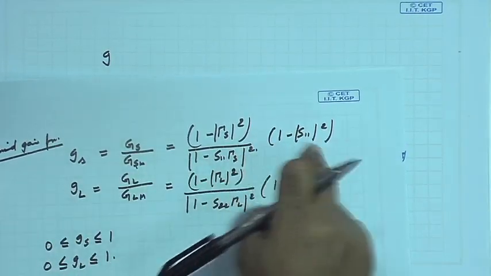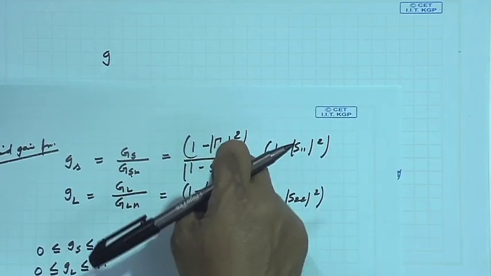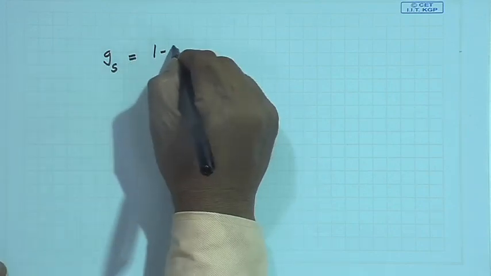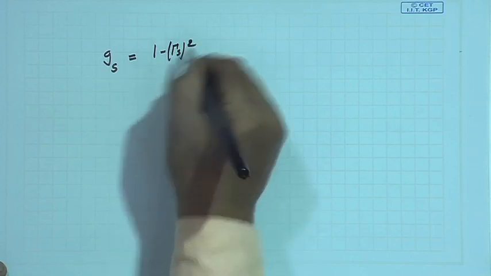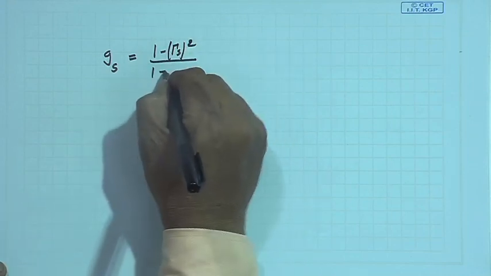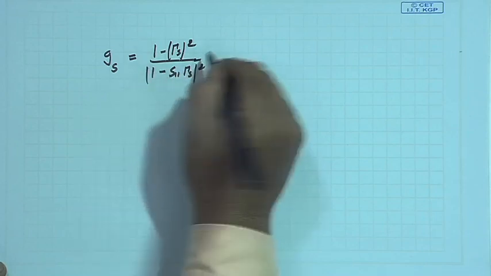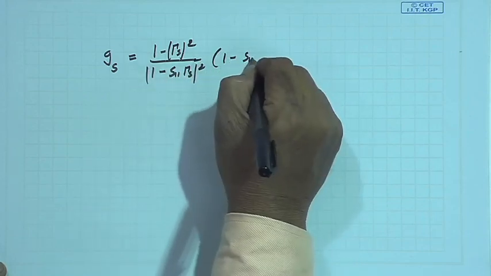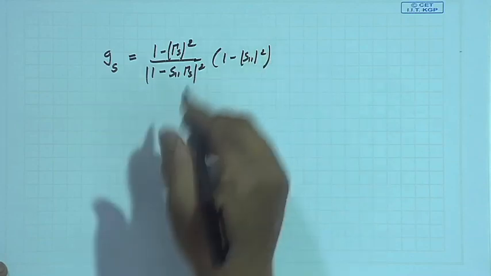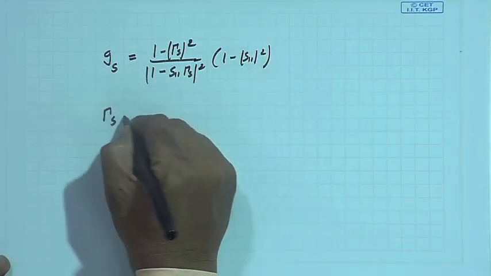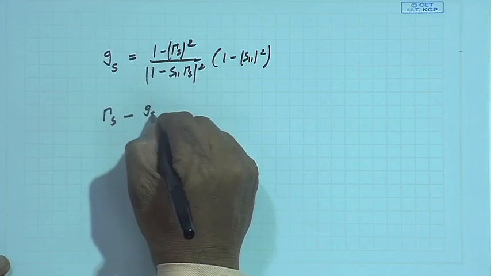So, we will write this GS equation. Now, forget this, GS is this, from there we will find out the solution for gamma s. One equation, one unknown, I can always do that. So, GS I write as 1 minus gamma s square by 1 minus S11 gamma s square into 1 minus S11 square. So, solve for gamma s. If I do that, again I get something like this.